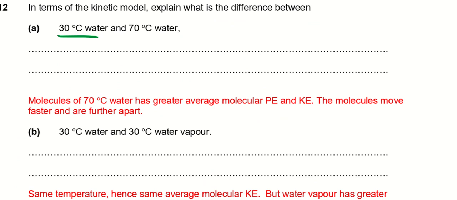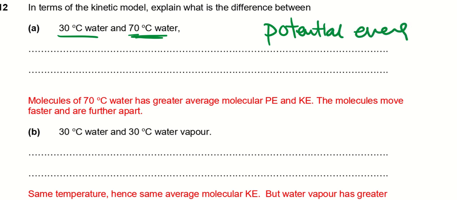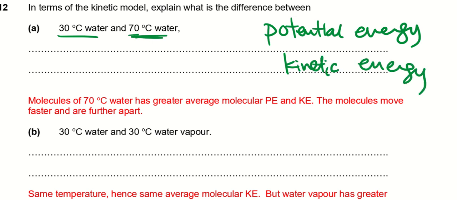30 degrees water and 70 degrees water, are they the same state? Same. So if it's 30 degrees and 70 degrees, will they have the same PE? They have different PE. PE is potential energy. Same or different? Why? Why?